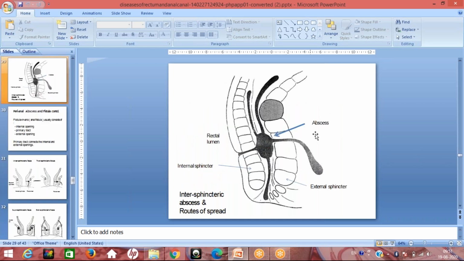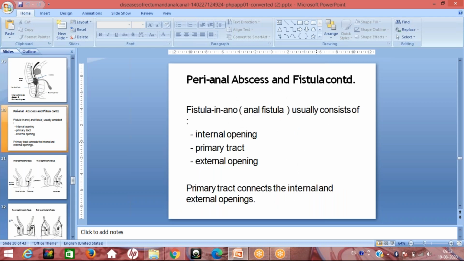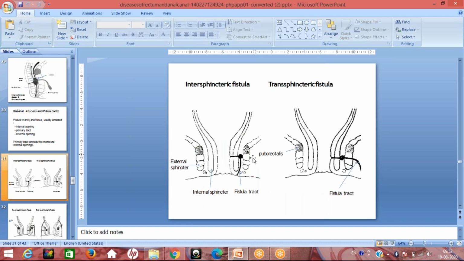So this is the intersphincteric route of spread. In the Parkes classification, intersphincteric is the most common type of fistula, and then there is transsphincteric. The fistula consists of 3 parts: one is the internal opening, the external opening, and the intervening tract in between them. So this is the intersphincteric fistula. From the cryptoglandular infection, the infection travels into the intersphincteric space, and from there it opens directly into the perianal region.